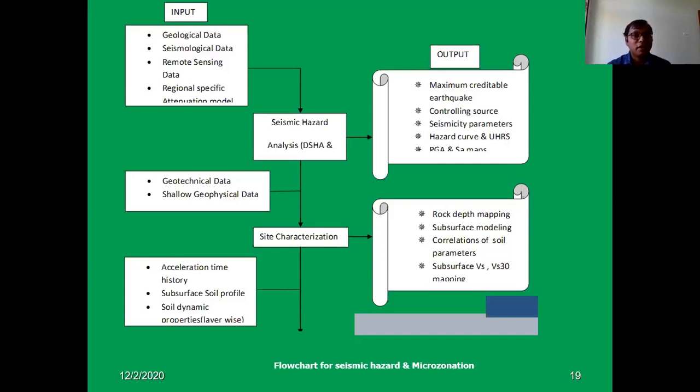Now your next is the hazard curve. That is the main output for your seismic hazard assessment. And then the uniform hazard response spectrum. Already we have seen it in the design response spectrum. So that is the uniform hazard response spectrum you can generate, along with PGA, spectral acceleration, and spatial mapping can be done in a temporal manner.